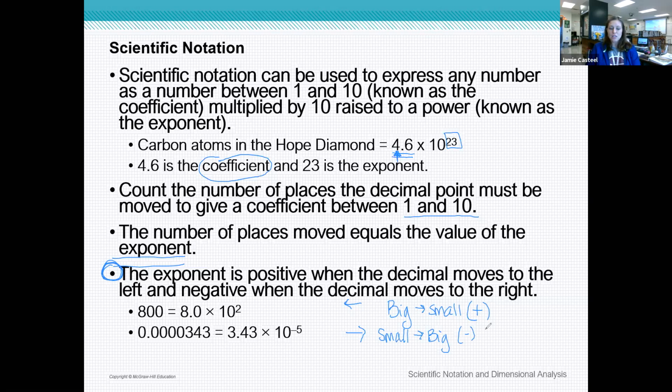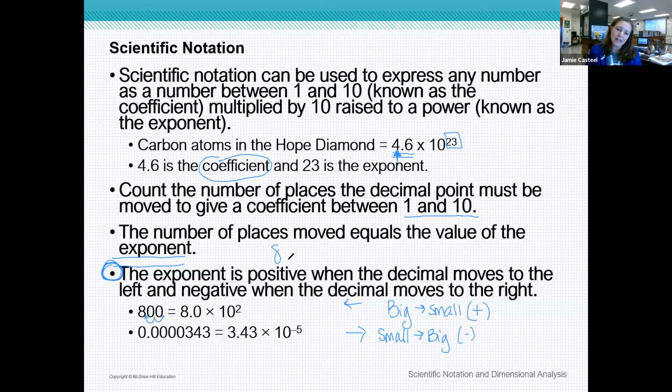Okay? So basically it becomes, what's it got to do to get back to the normal number? So remember, if you move left, because it's a big number, your exponent's positive. If you move right, your exponent's negative. And just like we did with the metric units, where does the decimal start, and how many jumps till it ends? I had to jump twice to get it to be 8.0. So that means it's times 10 to the second.